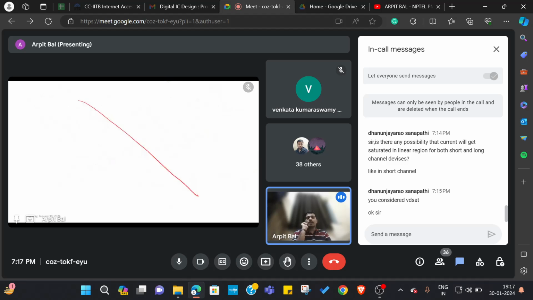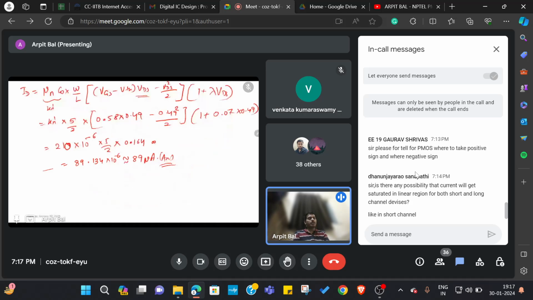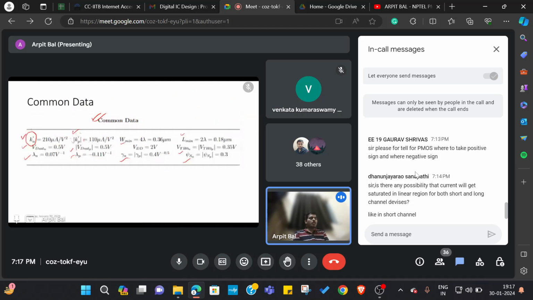Now coming to the PMOS part, I think Gaurav, this is where you have a doubt, right? So where do we need to take positive sign and where negative sign? So for PMOS, the VTH0, let me go back to the data that was provided. In the common data, you can see all the values for PMOS. It is given within a modulus, right?